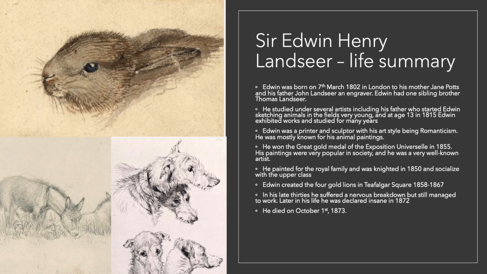Edwin created the 4 gold lions in Trafalgar Square from 1858 to 1867. In his late 30s, he suffered a nervous breakdown but still managed to work. Later in his life, he was declared insane in 1872. He died on October the 1st, 1873.